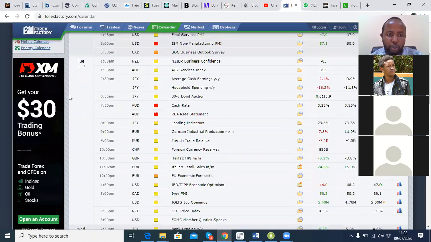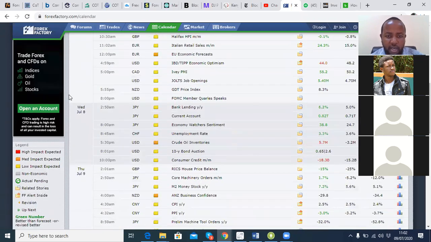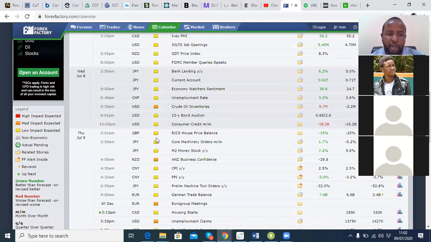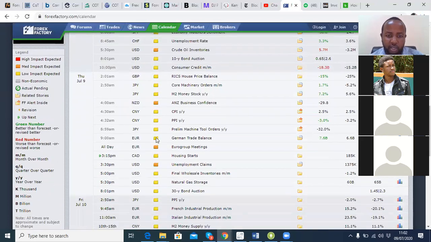So that was on Tuesday. Then yesterday, there was crude oil inventories. So I'm also going to send to the group what the crude oil inventories are, what they represent, and the graph and the charts. Then on Thursday, that is today, I'm also seeing we have Euro group meetings.